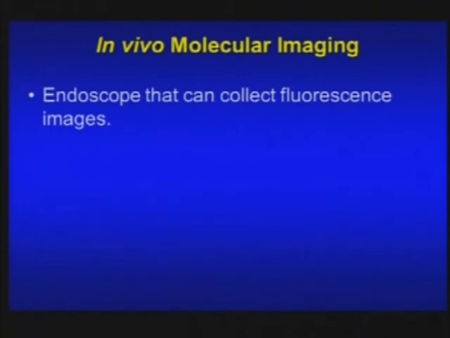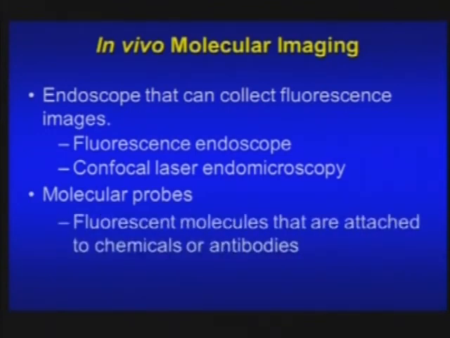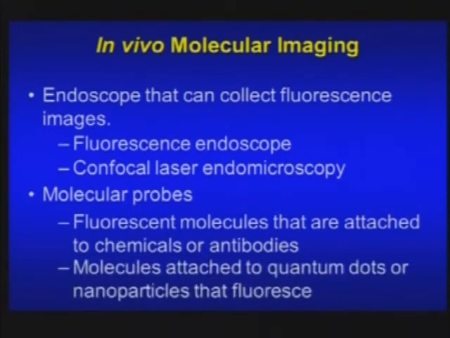So in order to do this, you're going to need an endoscope that can collect fluorescence images. At this point, you either need a fluorescence endoscope or a confocal laser endomicroscopy, which can also pick up fluorescence. You're also going to need a molecular probe. These molecular probes can be attached to chemicals or to antibodies, and they can also be attached to molecules, to quantum dots or nanoparticles. Both of these technologies also fluoresce.